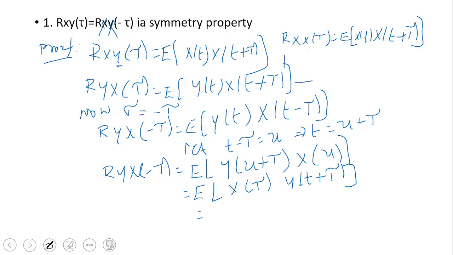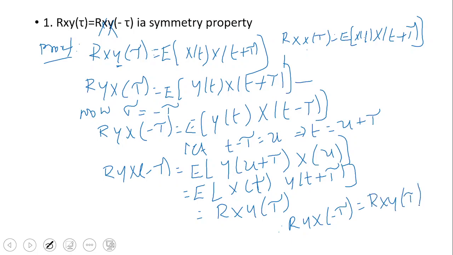So what is this one? Sorry, x of t, y of t plus tau. What will it be? It is rxy of tau. Therefore we can write ryx of minus tau is equal to rxy of tau. Okay, so this is the proof for the first property.